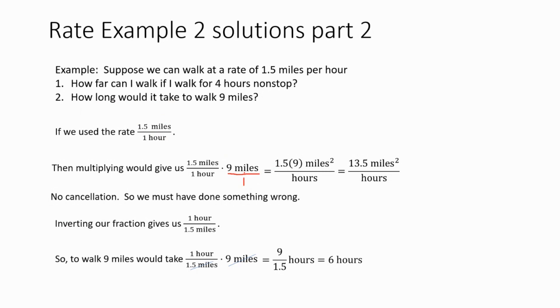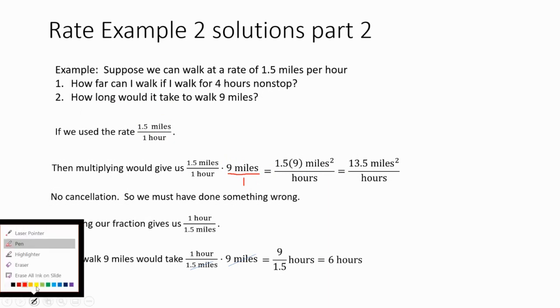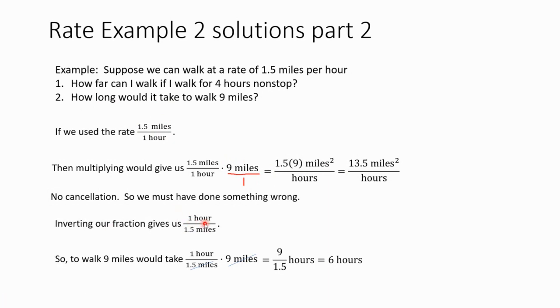You have miles on top. You also have miles on top. But when you multiply them, they're not going to cancel. You're going to be multiplying miles with itself. You get miles squared. The hour in the denominator, that's still there. And of course, this doesn't make sense. There's no cancellation. We need some cancellation to occur. So what do we do? We're going to invert it. So let's try flipping the rate, like so. Then if we multiply by 9 miles, there's cancellation.